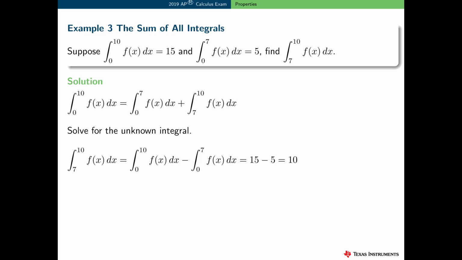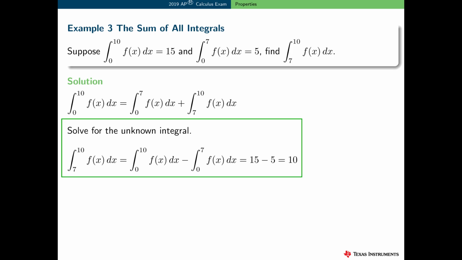Here's an example that involves this property of definite integrals. Suppose we're given the value of these two definite integrals. Find the integral from 7 to 10 of f of x dx. Use property 5 to write the definite integral from 0 to 10 of f of x dx with c equal to 7 between a equals 0 and b equals 10. Then simply solve for the unknown definite integral. And here, the definite integral from 7 to 10 of f of x dx is equal to 10.